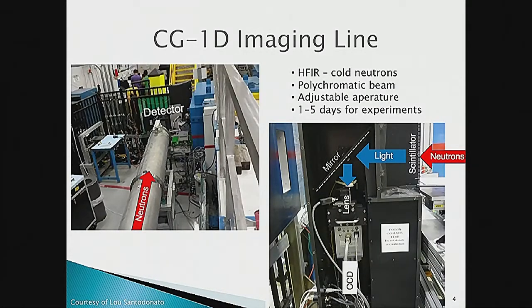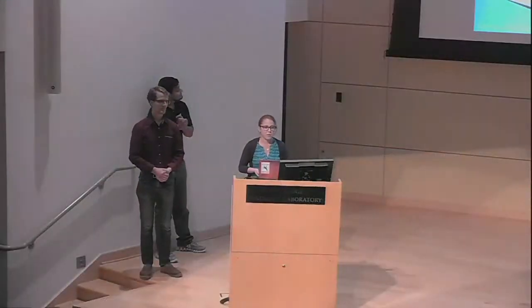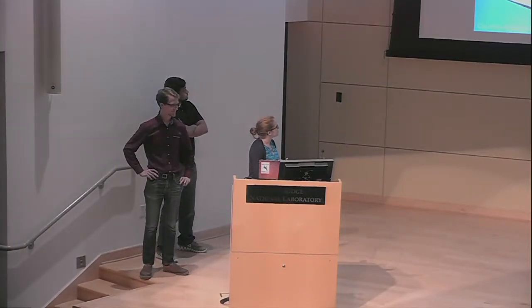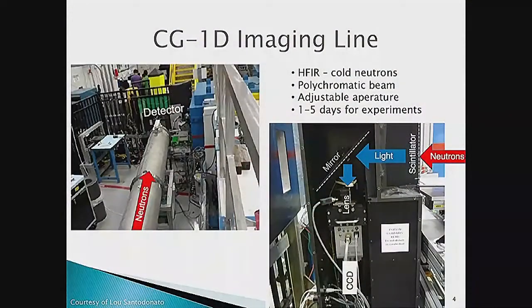So what does the line look like? It's over at HFIR in the cold guide hall. And so neutrons come in this beam. It's filled with helium so that the neutrons don't interact with air. We don't want hydrogen around. And eventually they hit the sample and go to the detector. The sample and the detector are as close as they can be to improve spatial resolution.